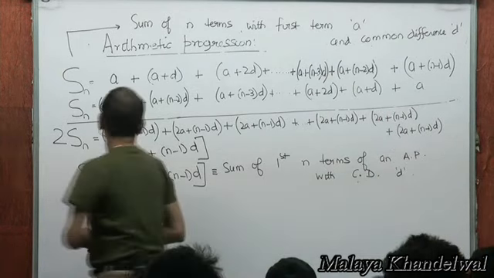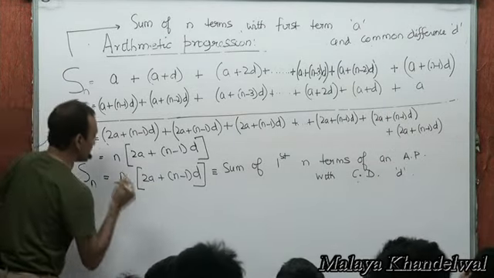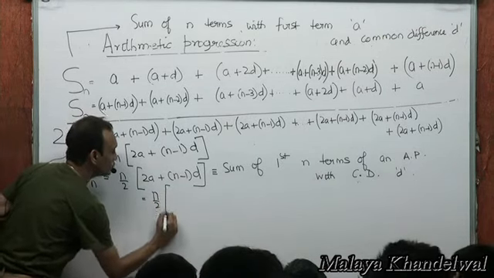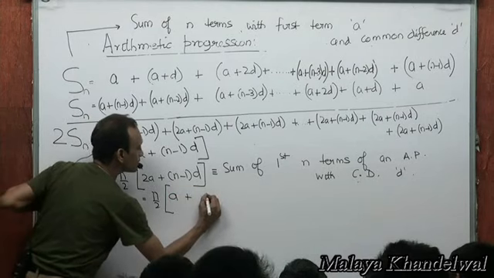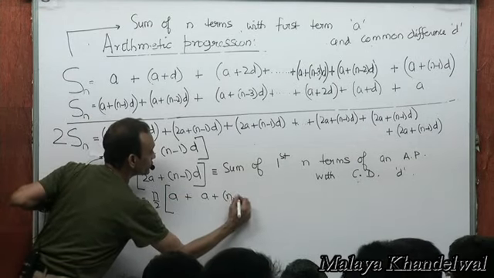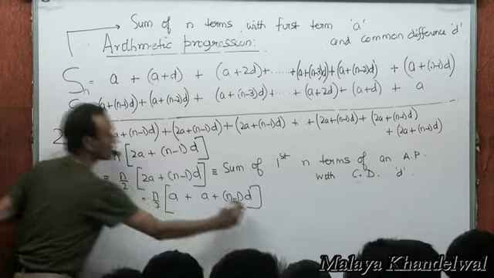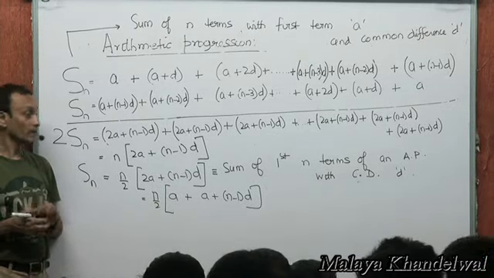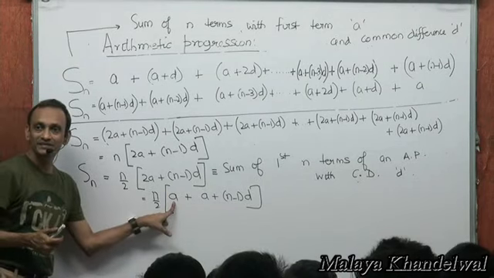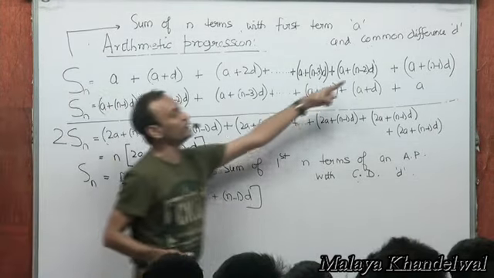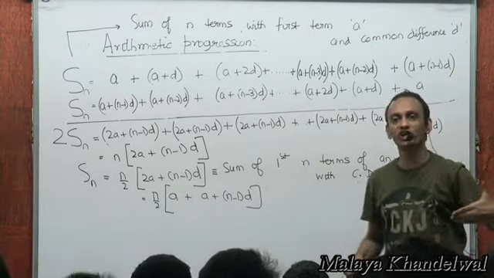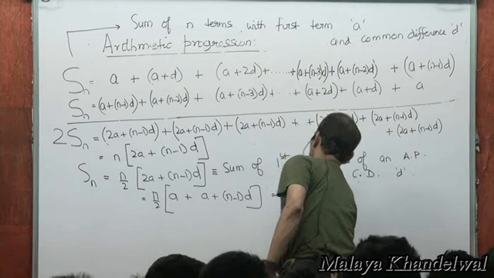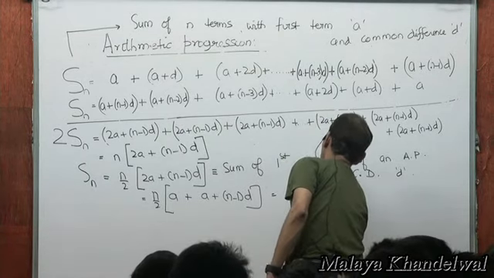Is that okay? Now the other thing that you can see very easily is, this can be written as n by 2 into a plus n minus 1 into d. Can I write it like this? Yes, a is the first term, but a plus n minus 1 into d is the last term, yes or no? So this can be written as n by 2 into first term plus last term.